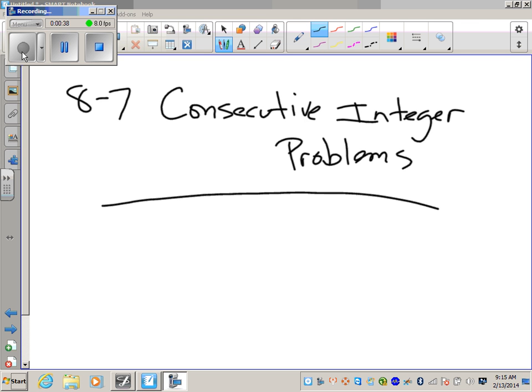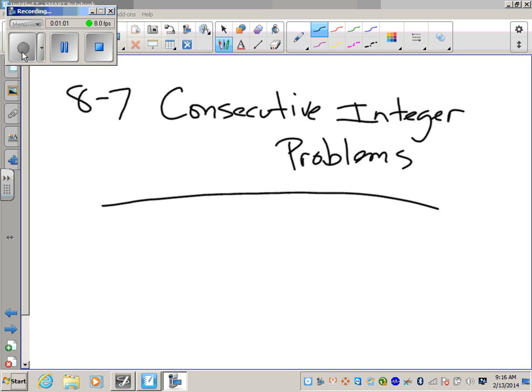Okay? Consecutive even integers would be even numbers that come right after each other. 2, 4, 6, 8, 10, 12. Odd integers, 1, 3, 5, 7, 9. Okay? Do you have some recollection when we did that before?